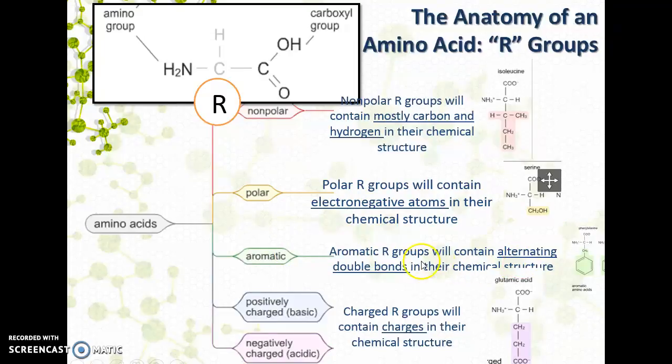Aromatic R groups will contain alternating double bonds in their chemical structure, so you'll see these ring-like structures here, like in phenylalanine. You can see the alternating double and single bonds right here. And then you have your charged amino acids. All amino acids will usually display a charge in their carboxylic acid and in their amino group, but in the R group you'll actually see a negative sign right here or a positive sign. So those are your charged amino acids.